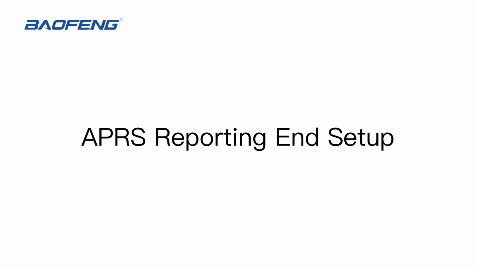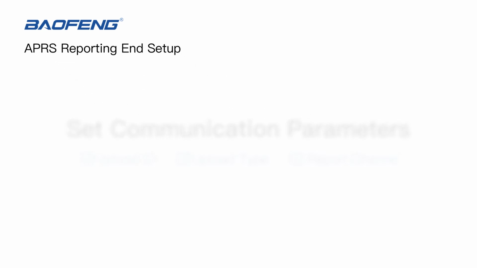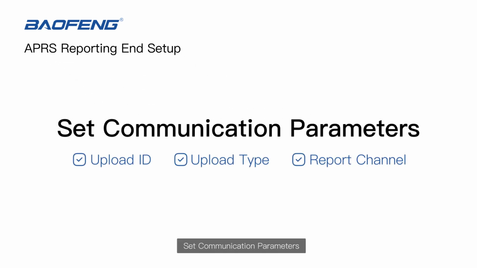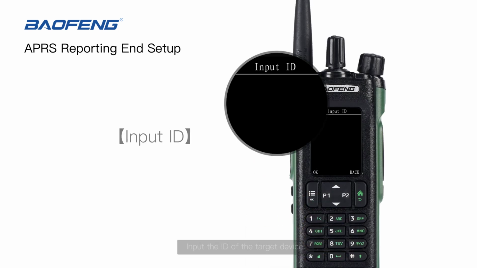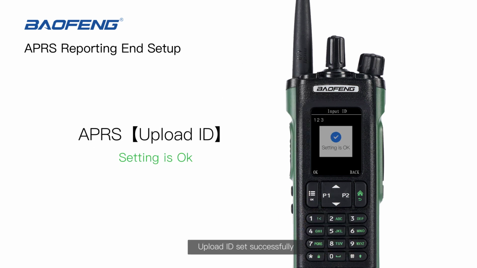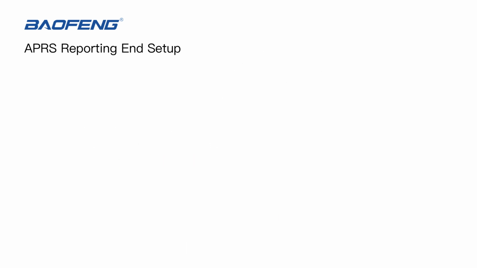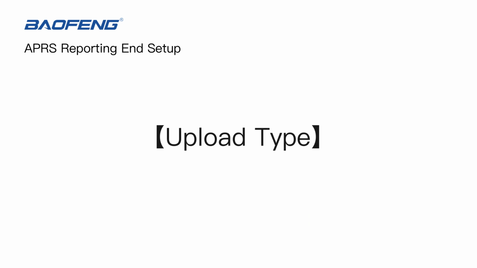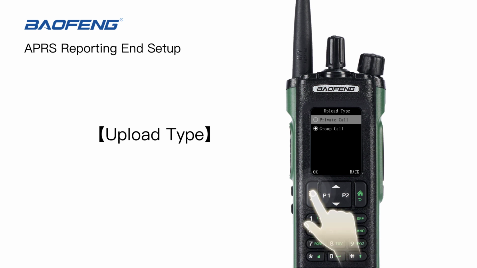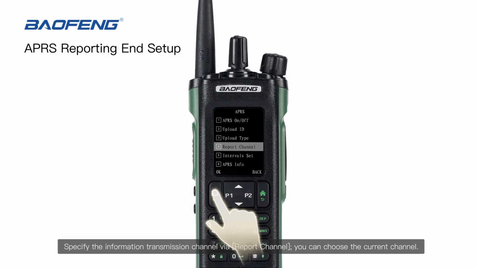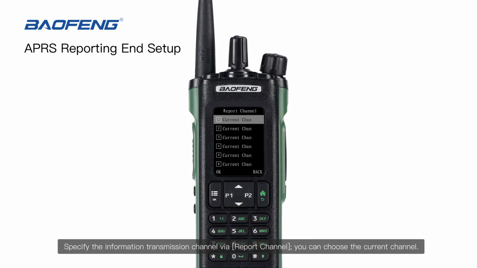APRS Reporting and Setup. Set communication parameters. Go to Upload ID. Input the ID of the target device. Upload ID set successfully. Upload type. In Upload type, select the call method, private call or group call. Specify the information channel via report channel. You can choose the current channel.